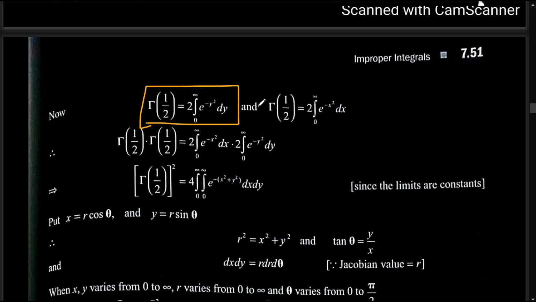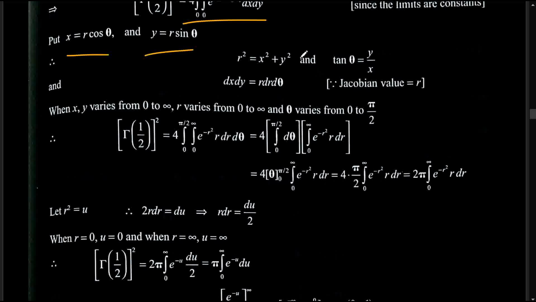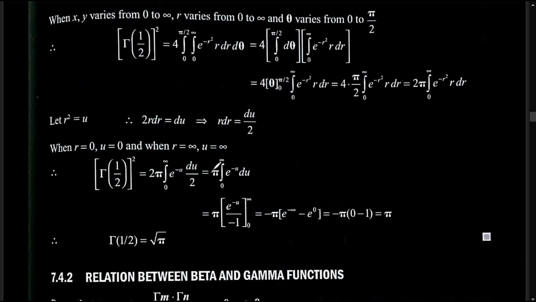Now change the variable, writing everything in terms of x. Both are the same, so they multiply them and get this. Then they change into polar form and solve it. At last, after solving everything, these are simple calculations and simple integration.